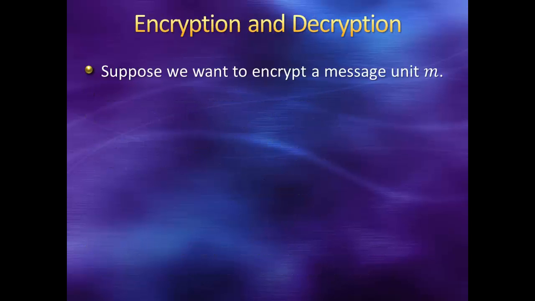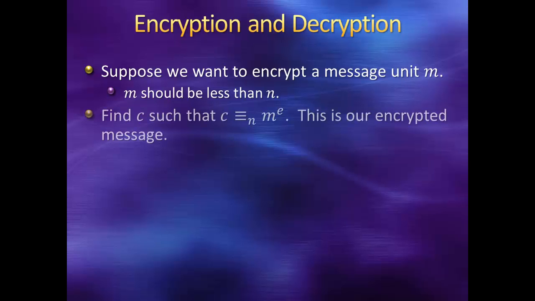Now, suppose we want to encrypt a message unit m, where m is a positive integer of some sort, perhaps found by converting a single character to an integer via schemes such as ASCII or Unicode. Also, m should be less than n, so we should keep that in mind when choosing our p and q. Otherwise, multiple characters would map to the same number. To encode our message, we find a c, such that c is congruent to m to the e power mod n. This c is the encrypted message that is sent out.